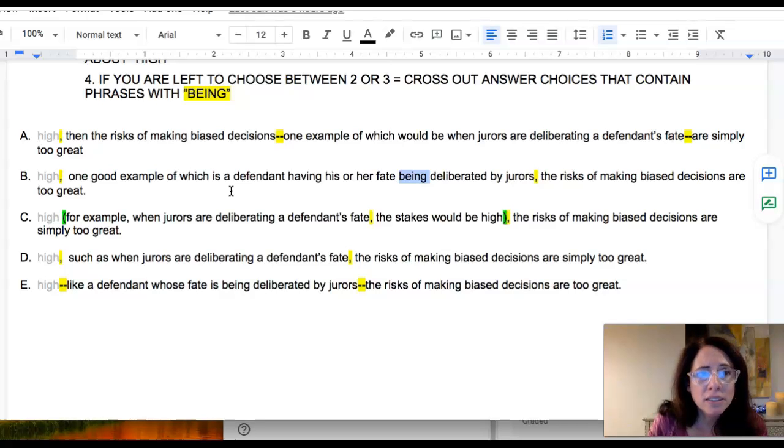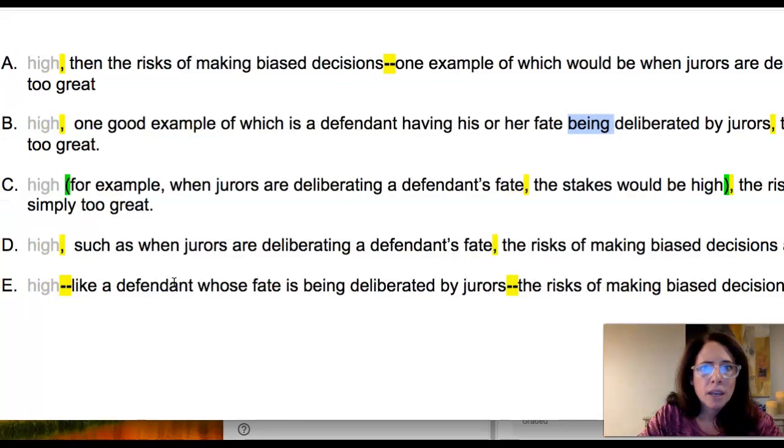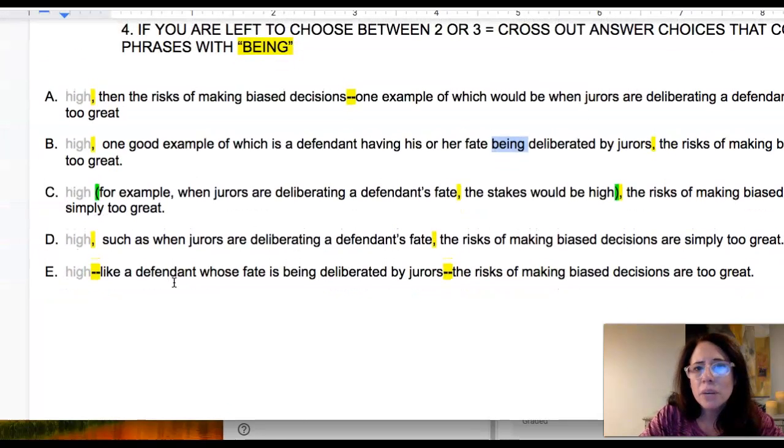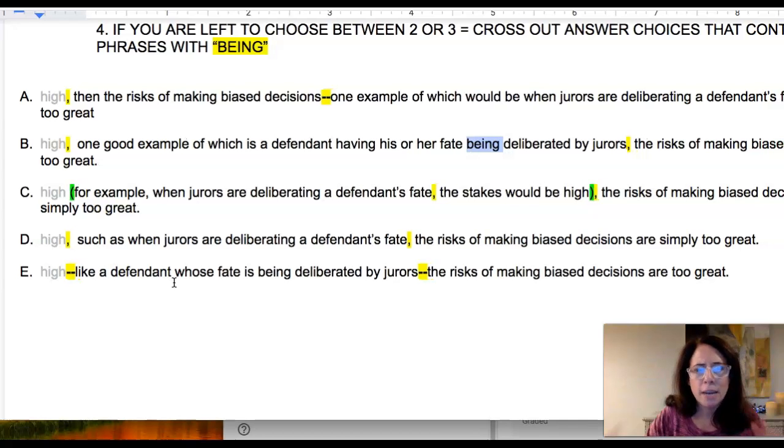All right, so D, I see 2 commas, and then if I look at E, once we have 2 together, what you're going to do is compare D and E. They both are similar in the sense that the construction is the same, right? I'm not reading this yet for meaning or for any type of content. I'm just looking at how they're arranged, and I see 2 commas. And then I see the same ending of the sentence: the risks of making biased decisions are simply too great versus the risks of making biased decisions are too great.